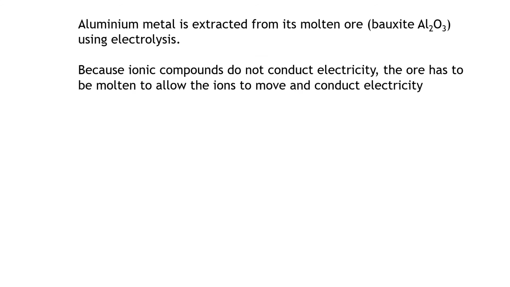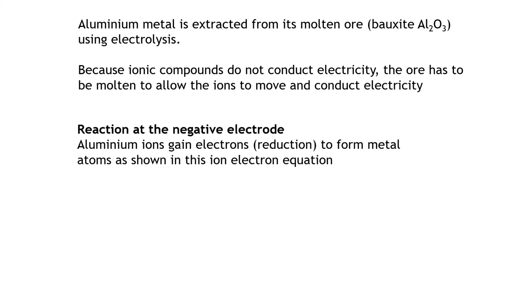So here's an example of how we get aluminium from its molten ore, bauxite. Because ionic compounds don't conduct electricity, the ore has to be made into a melt. If you remember from the section on conductivity of ionic compounds, they do not conduct when solid because the ions can't move. The rocks need to be melted to make a molten solution to allow the ions to move and conduct electricity.